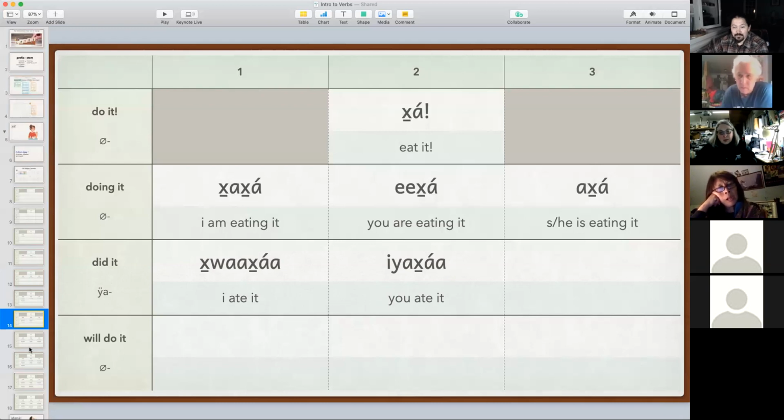Aha. We're gonna have that perfective marker in there. Ooh. Ayaha. Not aya, no. Okay, excuse me, but you're on the right track.